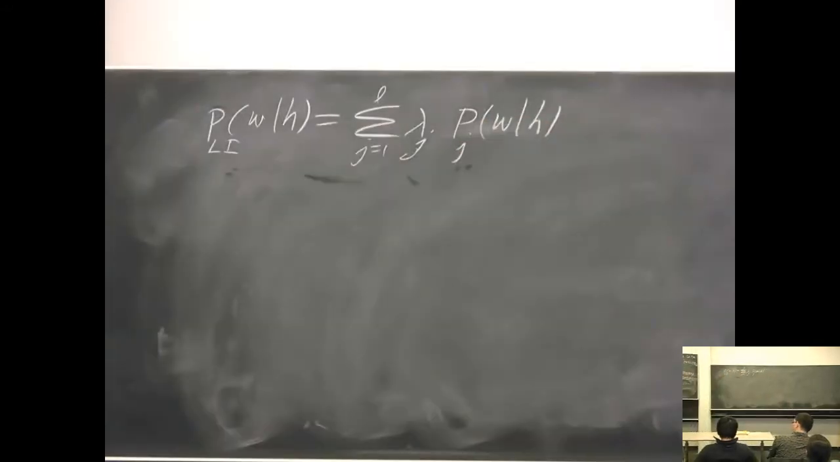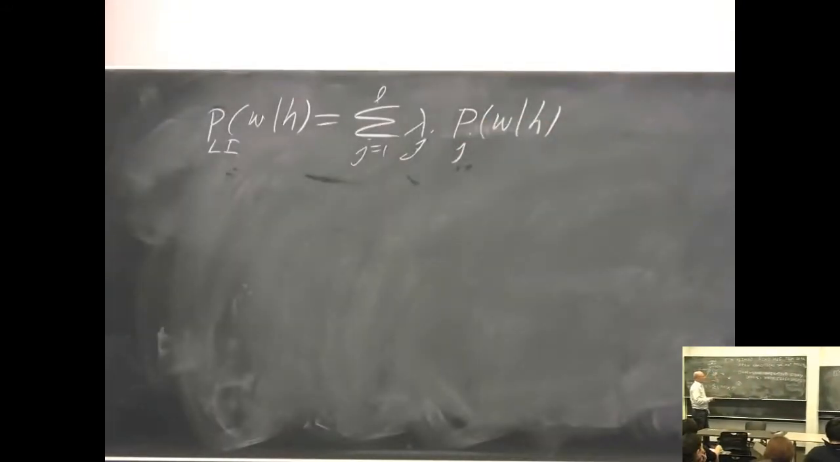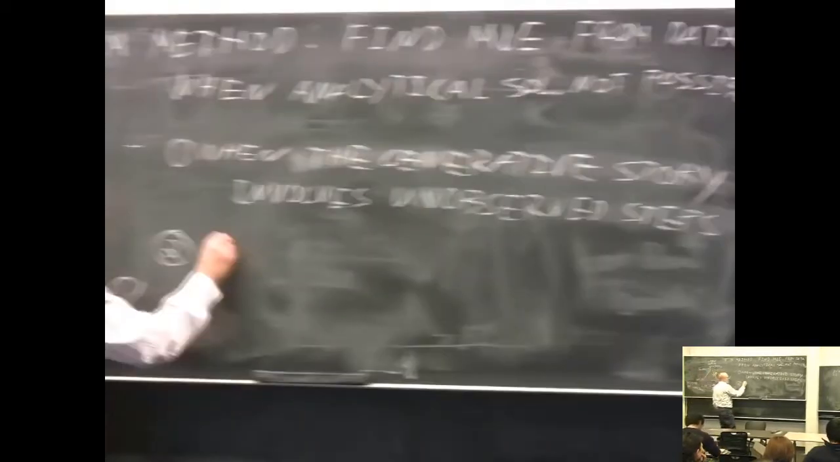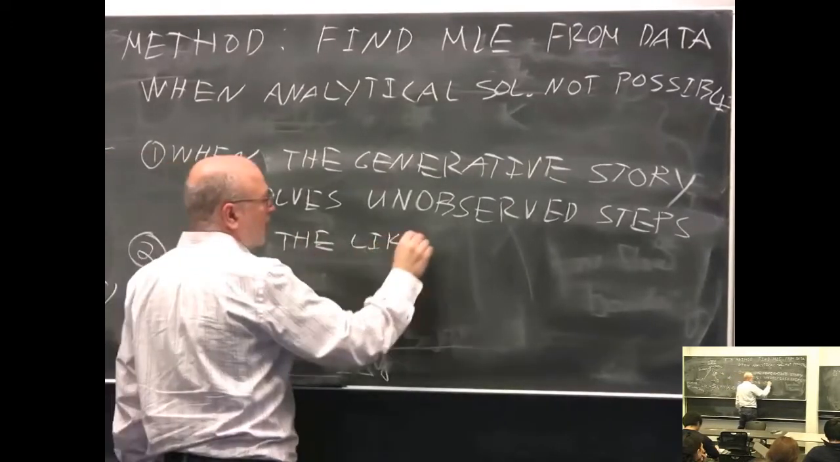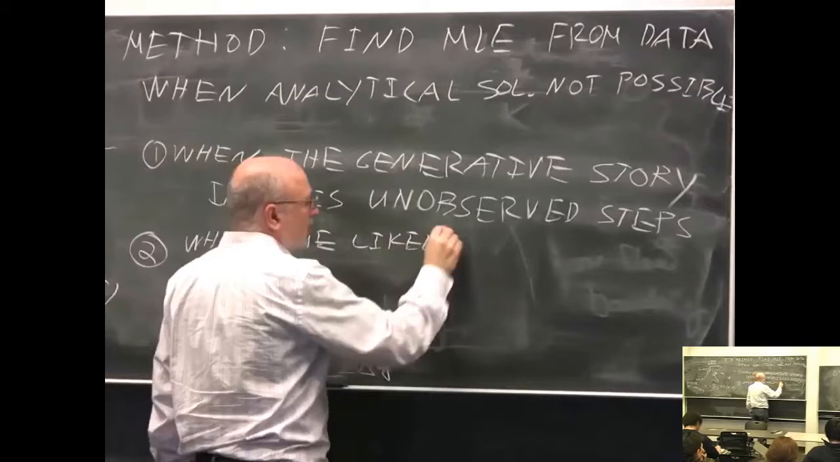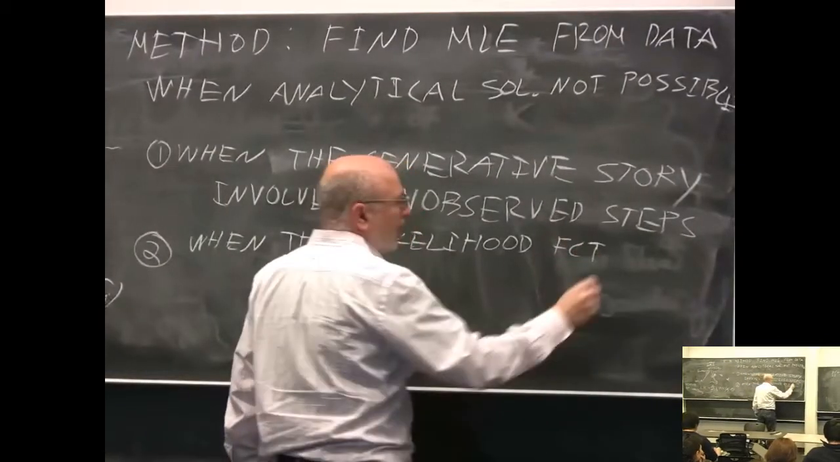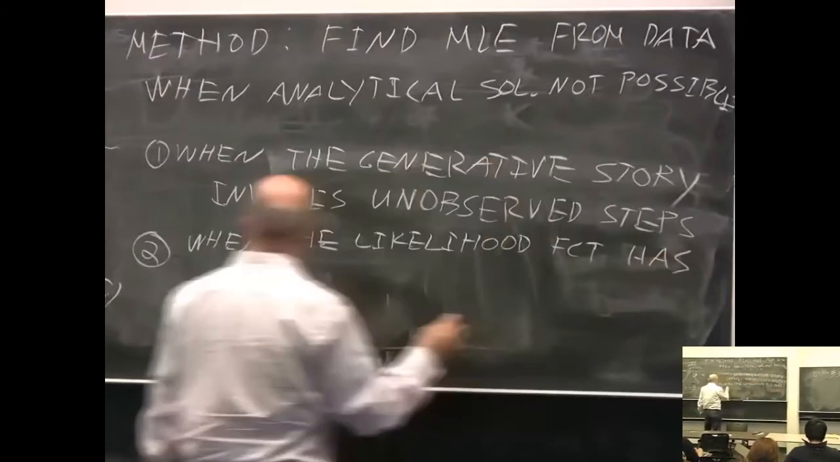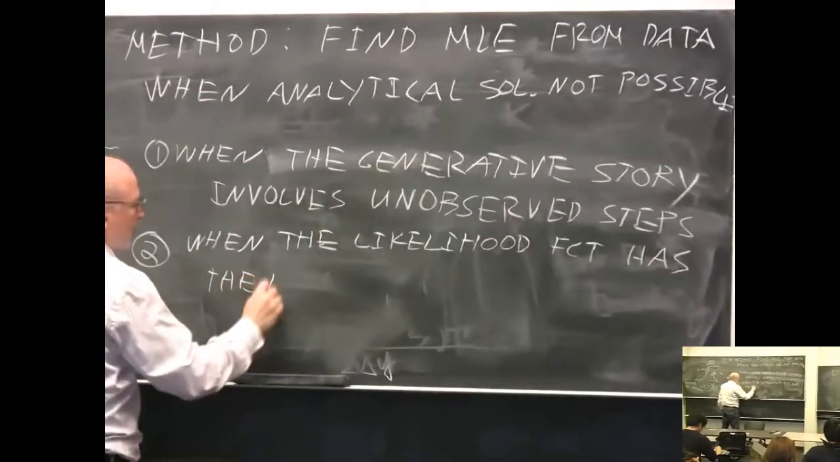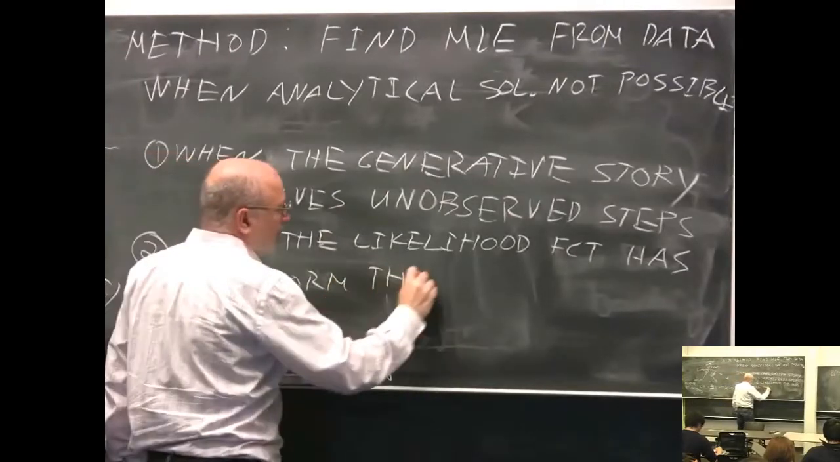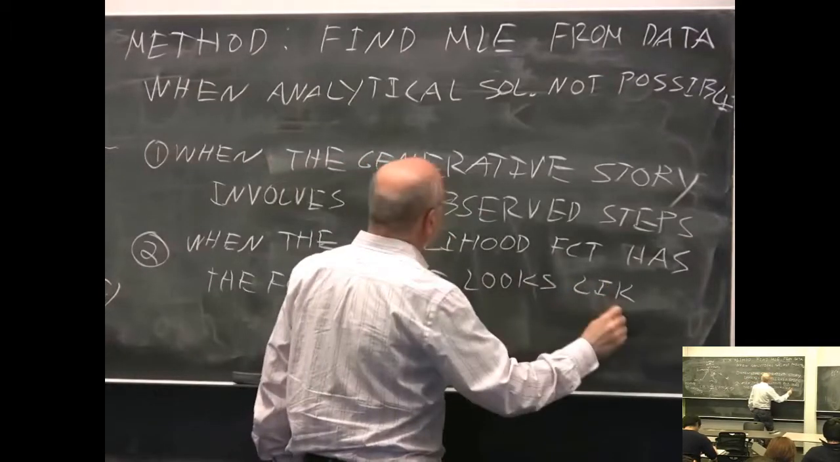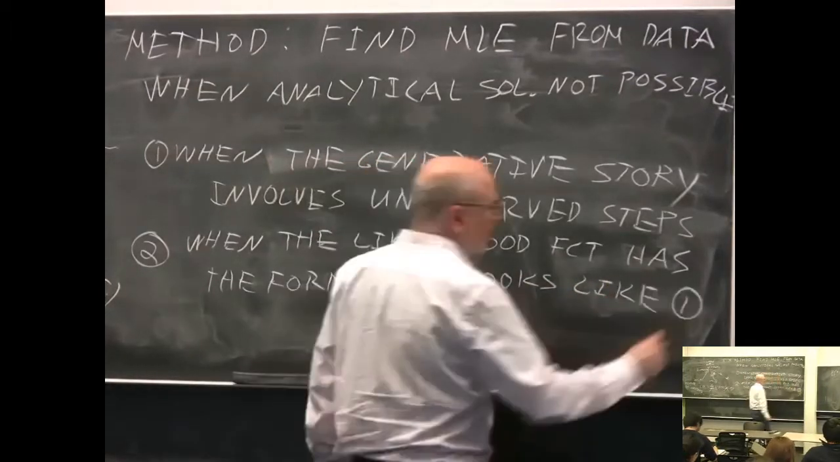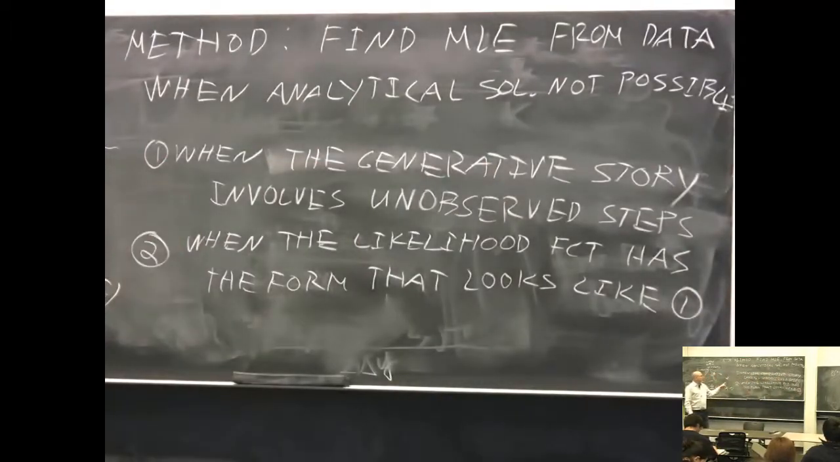So this is what goes here. So I'm saying when the generative story involves observed states, I would say when the likelihood function has the form that looks like the generative story involved unobserved steps.